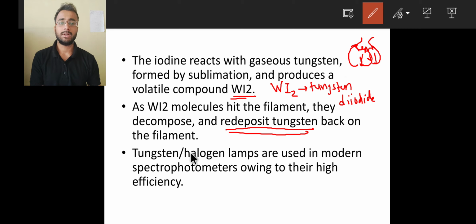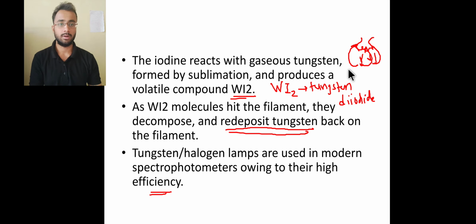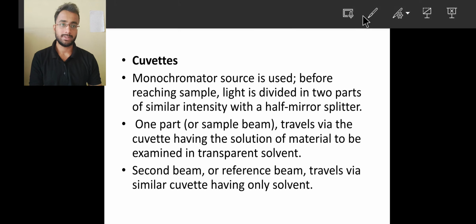So the tungsten lamps are used in modern spectrophotometers owing to their high efficiency. These tungsten lamps in which we use iodine have double the life as compared to normal tungsten. So this is the case for iodine. Next one, cuvettes. As we have seen earlier, cuvettes are made of quartz.